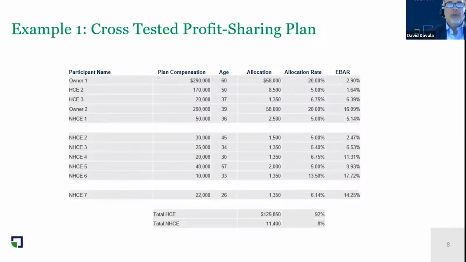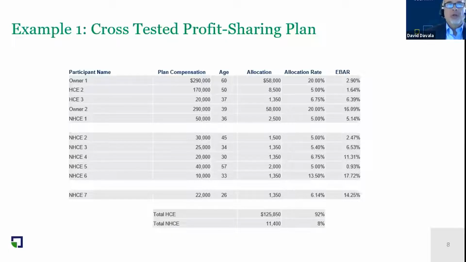All right, let's show some examples here. This is an example of a profit sharing plan. It is being cross-tested on a benefits basis. Each participant's allocation is projected to retirement age. In this case, I'm using age 65. It is converted to an annuity by dividing by an annuity factor and then divided by compensation to get the allocation rate.